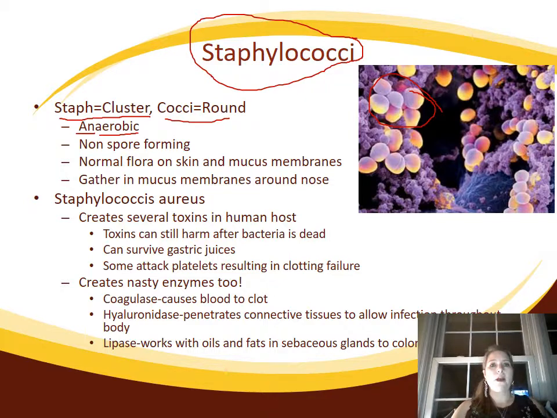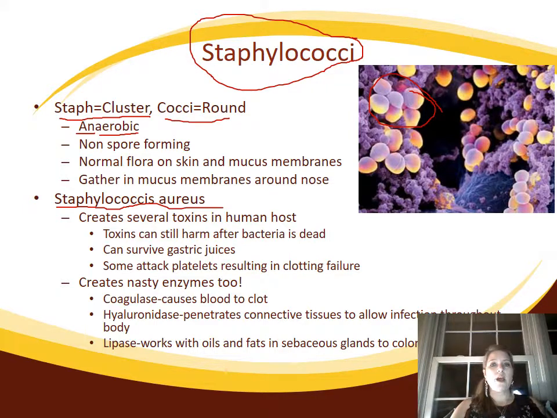So first of all, we have Staphylococcus aureus. Okay. This is one of the most common types of staph infections, and it creates lots of toxins to a particular human host. Even after a bacteria has been killed, the toxin that it produces can still be present in the system. So even if you get a staph infection and you kill that particular infection, you may still have the effects of that infection for a considerable period of time because the toxins that have been produced are still in the system.